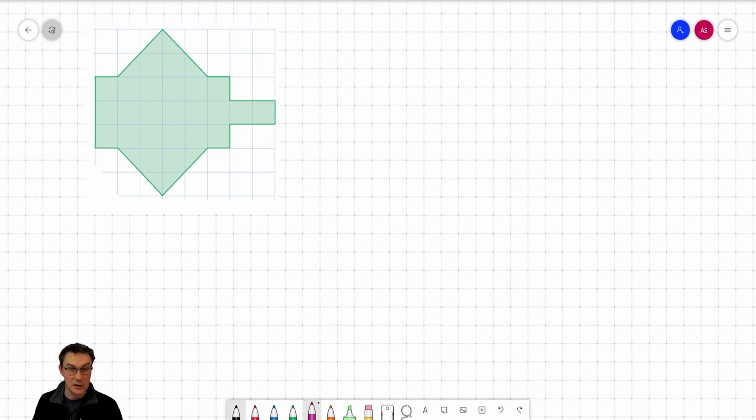The way we're going to go about that is we're going to count, initially, the number of full squares which are fully inside this shape. Then we're going to start to count some partial squares. So let's start off by counting the full squares. Okay, so we can see here by the counting numbers that we've got 24 full squares here.